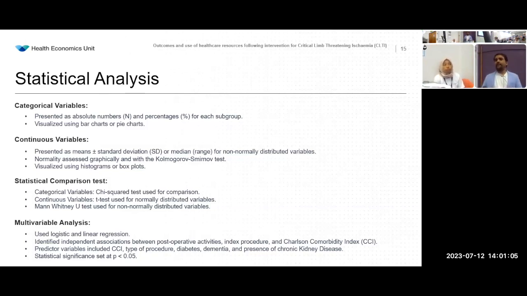For the statistical test comparison, for the categorical type of variable, we use a chi-square test to see whether there is any significant difference among the results. For normally distributed variables, we use the t-test for the analysis. And for non-normally distributed variables, we use the Mann-Whitney U test. For the multivariate analysis, as I mentioned, we use logistic regression and linear regression, especially to see whether there is any correlation or relation between the post-operative activities such as the index procedure or the CCI score. We also include as predictor variables the CCI type of procedures, diabetes, dementia, and the presence of any chronic disease. Significance is tested at a p-value of less than 0.05.